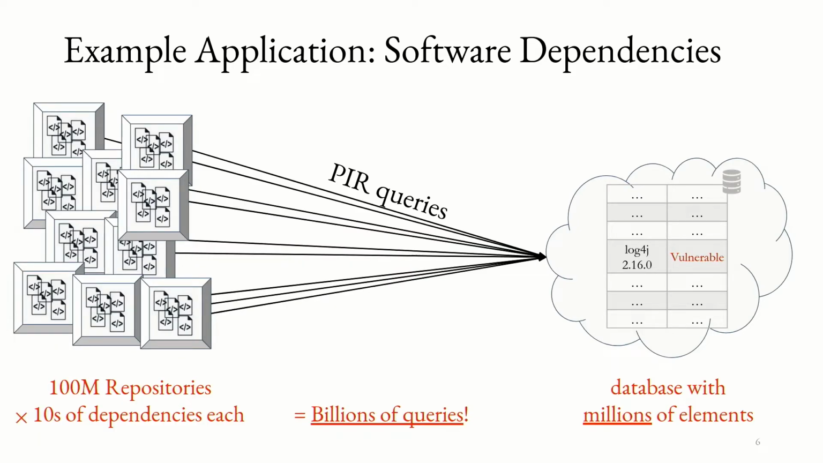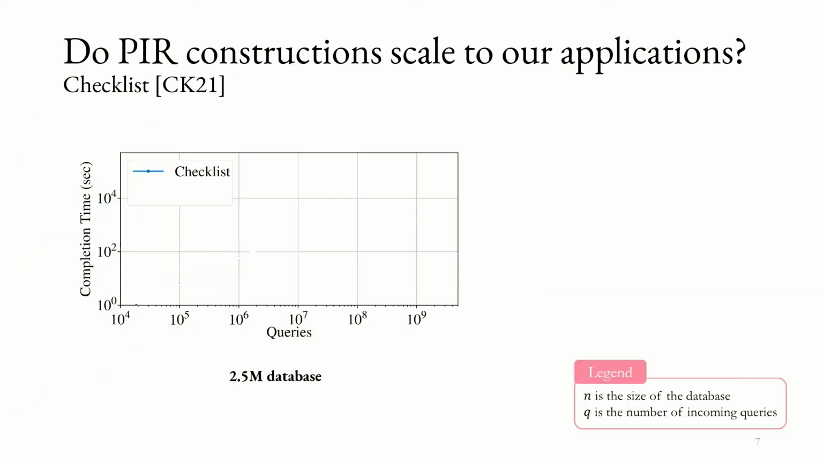The challenge here is in the scale. We know that there are millions of dependencies available on repositories such as NPM or Maven Central, so the database has several million elements. The total number of software projects that may use the service is in the hundreds of millions, each with tens of dependencies. So if every project is going to query for the dependencies once a day, that gives us about billions of queries daily. So can PIR constructions scale to such loads?